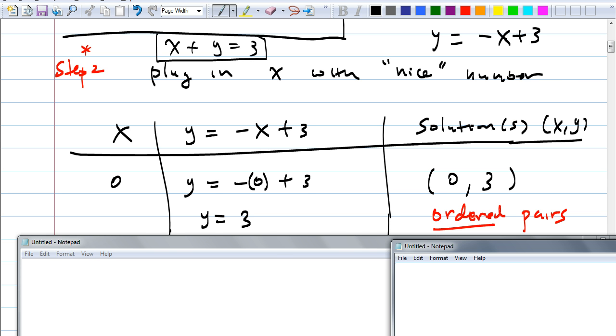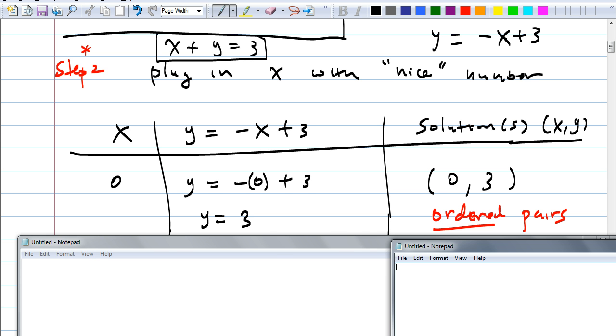What about 1 plus what gives you 3? 2. Guess what? 1 comma 2, that ordered pair, is also a solution. That makes it equal to 3. Could x be 2? Yes. What will y be then? 1. What's 2 plus 1? 3. See, that's another solution.